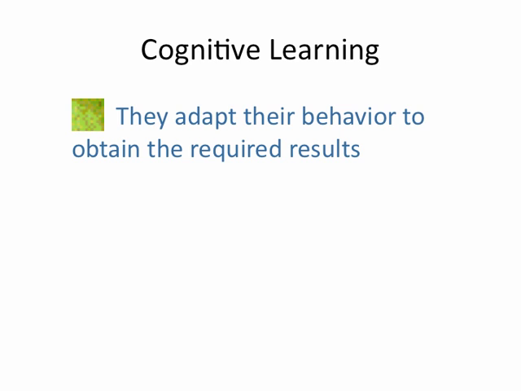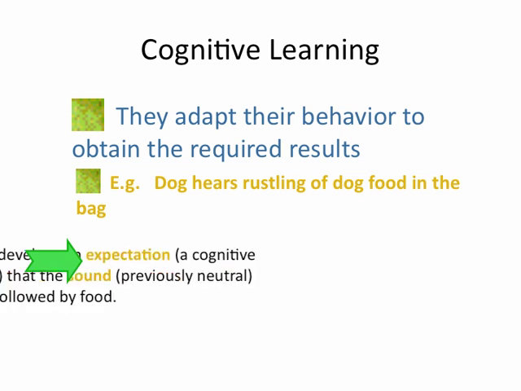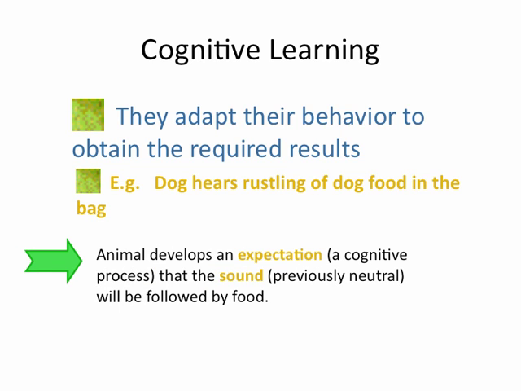I've told you, but you guys will still do it. Cognitive learning. The dog hears the rustling of dog food in the bag, cats hear the cat food dropping into the bowl, all of that is required. It's cognitive learning. The animal develops an expectation, and the sound will follow the food.